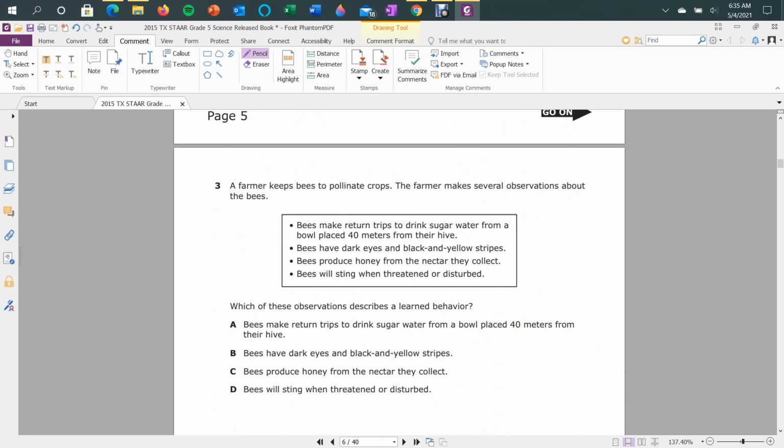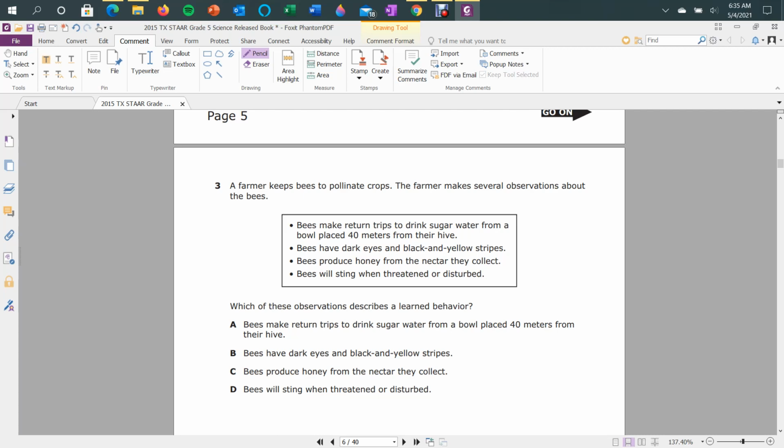A farmer keeps bees to pollinate crops. We know bees do that. The farmer makes several observations about the bees. Here are his observations. Bees make return trips to drink sugar water from a bowl placed 40 meters from their hive. Okay, they need sugar. That's what they get nectar for.